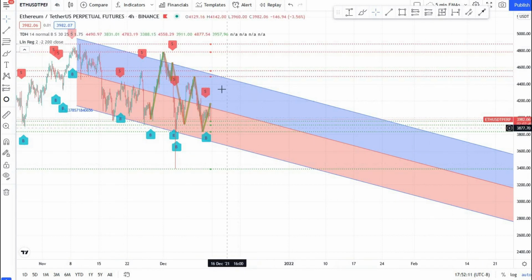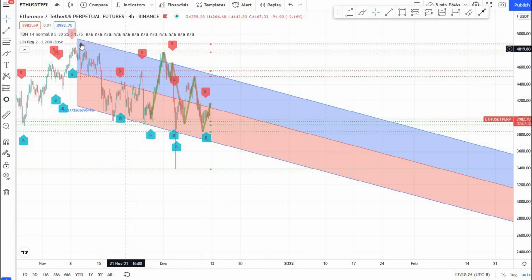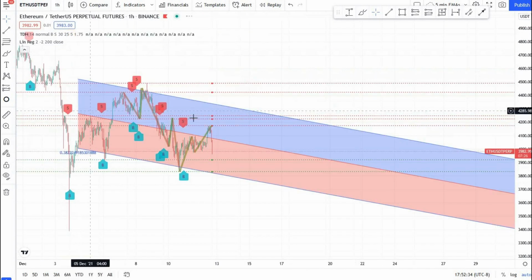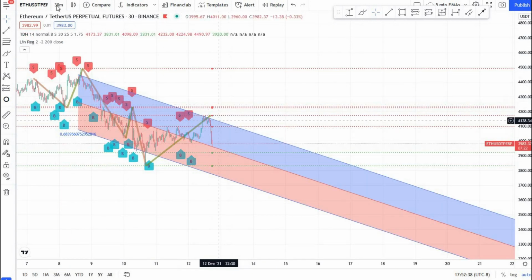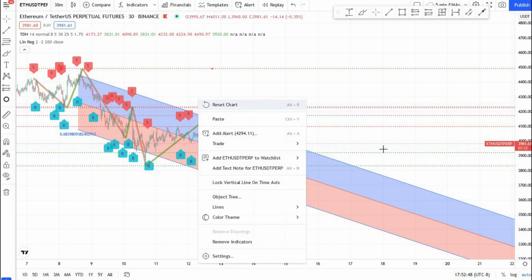You can see it's not a channel, and you're not allowed to use a channel for trading. It shows whether it's a downtrend or uptrend. The 4 hour time frame shows a downtrend, the 1 hour time frame a downtrend, and your trading time frame, the 30 minute time frame, a downtrend. So you are allowed to just take short positions.